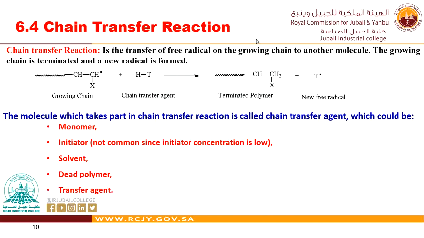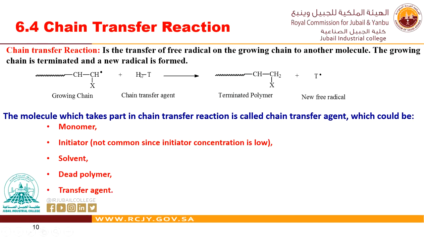And when you look at the industry, for example, if you are producing polyethylene, usually they add hydrogen to control the molecular weight, and this happens by a reaction called chain transfer reaction. The more hydrogen you put, the lower the molecular weight you will get as the final product.